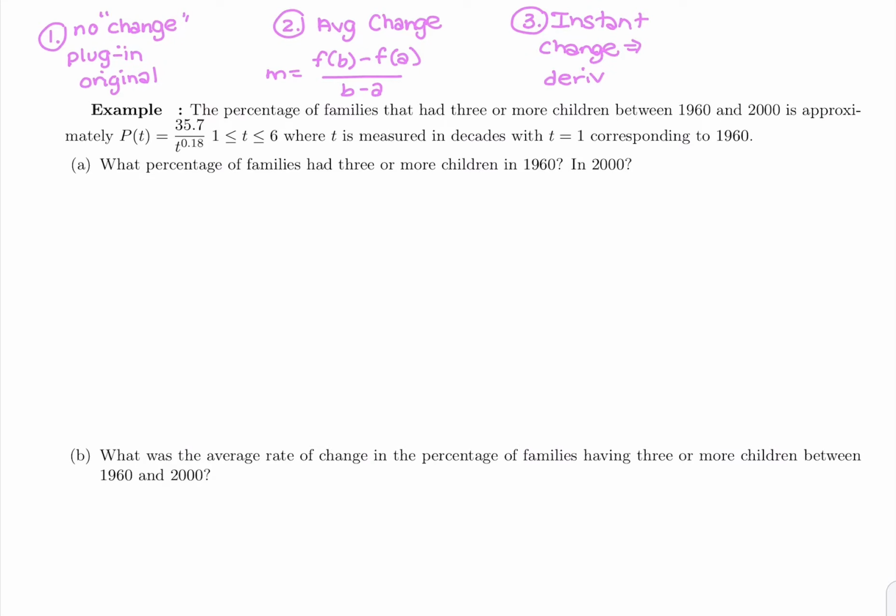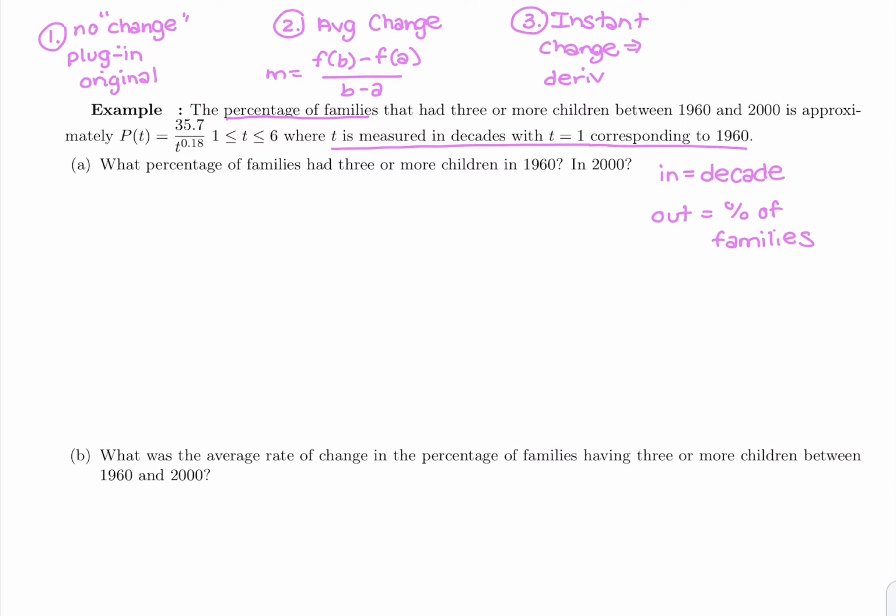So we have a long word problem here, and we're going to keep calm. It's one of the three options. We have the percent of families that had 3 or more children between 1960 and 2000 is approximately given by this P of T, where T is measured in decades with T equals 1 corresponding to 1960. So we are getting out percent of families, which is P, for each decade we plug in. So we plug in whatever decade we're in, and we get out the percent of families that have 3 or more children.